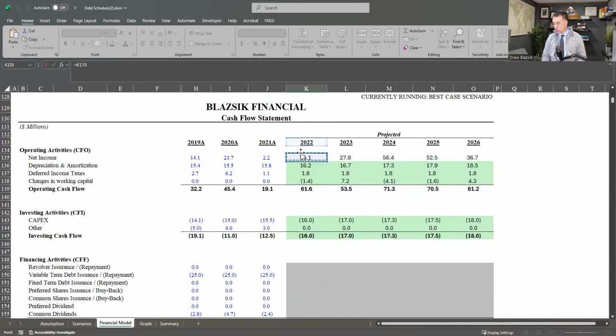And that's going to be a total. Now it's not going to show, it's going to be green, but that's going to be the operating cash flow. It's because our net income is incorrect because we don't have the interest solved from the debt schedule that goes into the income statement.